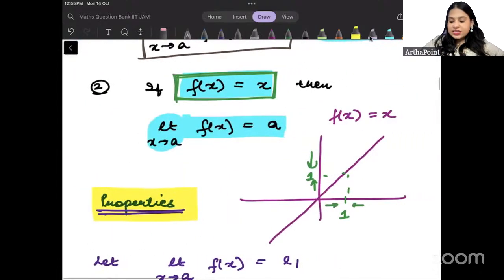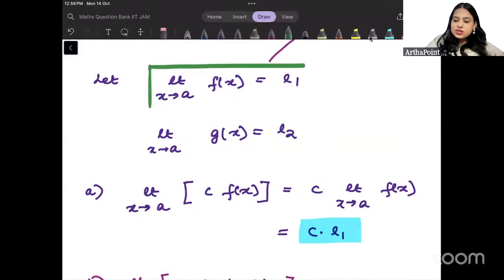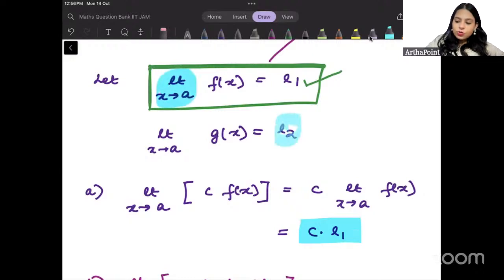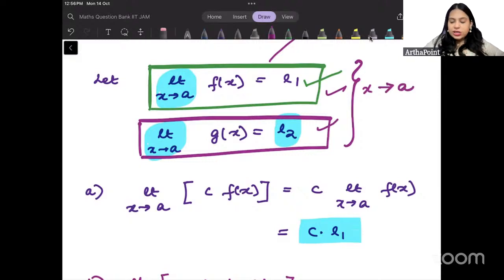Okay. Now the next thing that we want to understand is a few of the properties of limits. The first property of limit: let's take two functions here. The first function is approaching the value L1 when x is approaching a. The second function is approaching the value L2 when x is approaching a. In both of these, x is approaching a only, right? x is going towards a only, and one of the functions is taking the value L1 and the other function is taking the value L2.